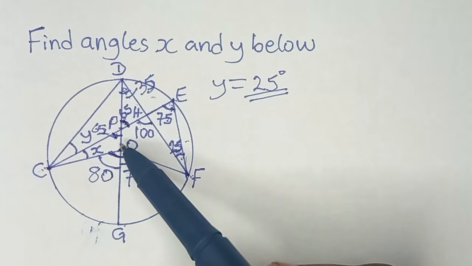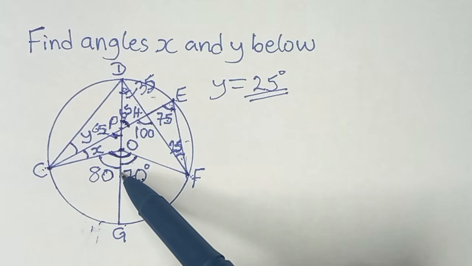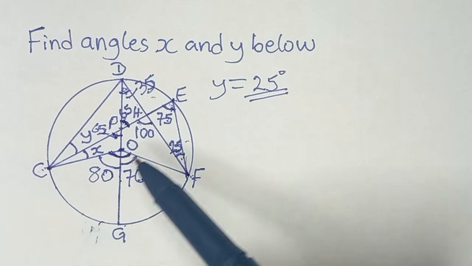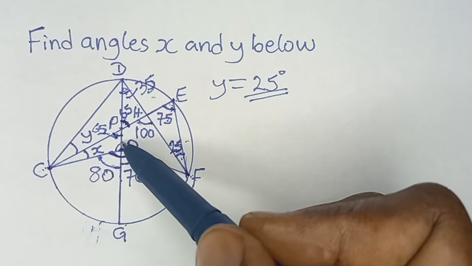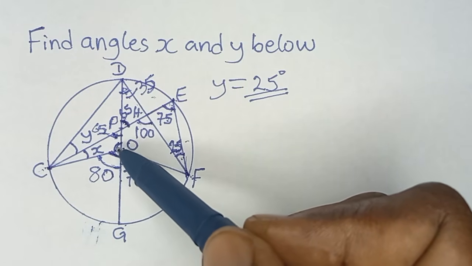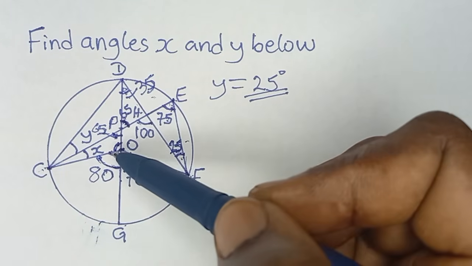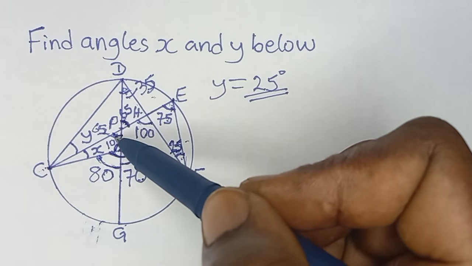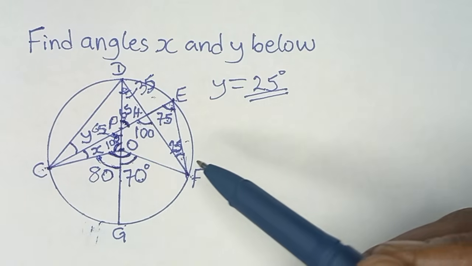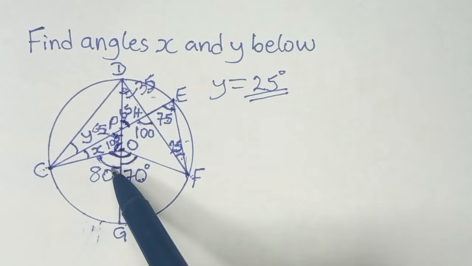Now, let's come to this straight line. Don't forget, this is a straight line. So if this is 80, then this remaining angle on the straight line can be obtained, because the sum of angles on a straight line is 180. So if this is 80, then this other part of the straight line will be 100 degrees. Hope you are seeing that. So this is 100 degrees and this is 80, so that the sum of angles on the straight line is 180.